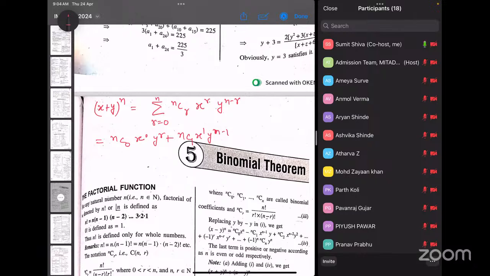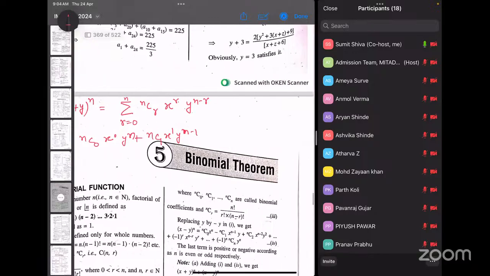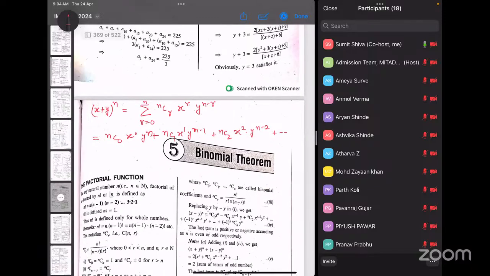Then we have NC2. This will be x raised to 2 and y raised to n minus 2 and so on. So this is the way to expand higher power of a binomial x plus y raised to power n. N may be any positive integer 1, 2, 3, 4, 5 and so on.